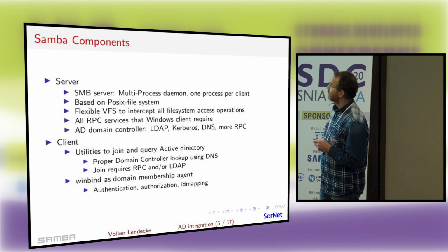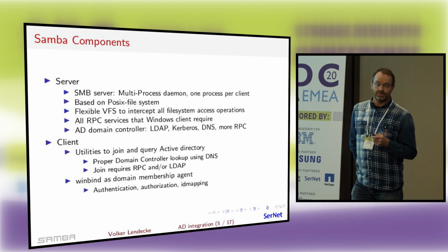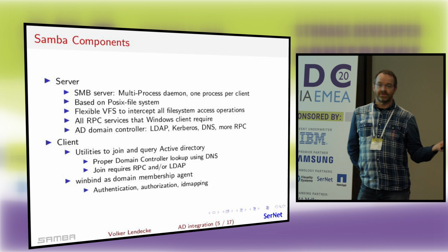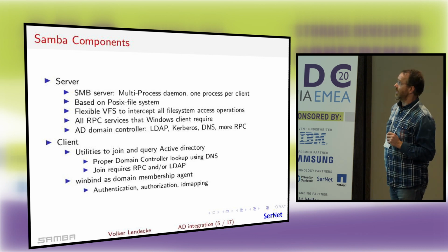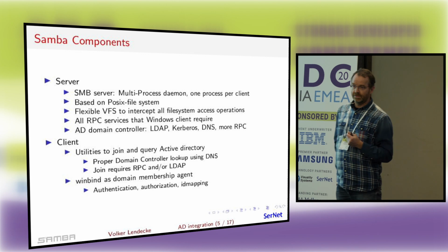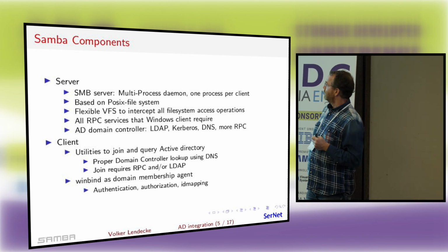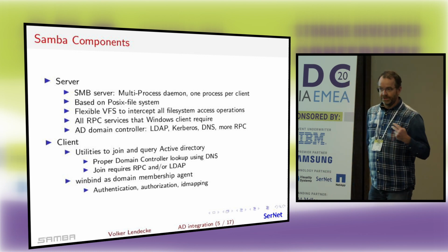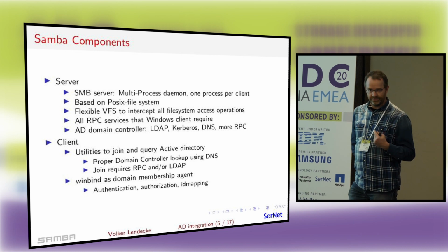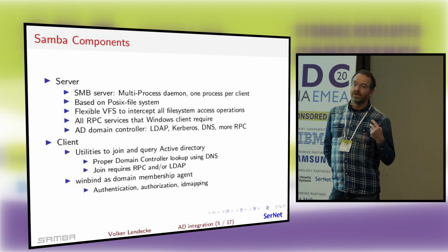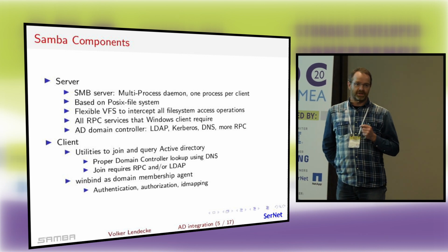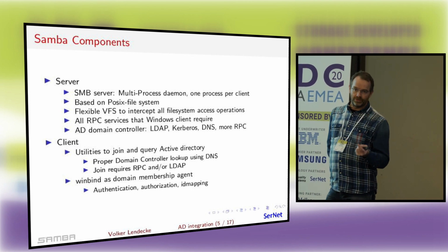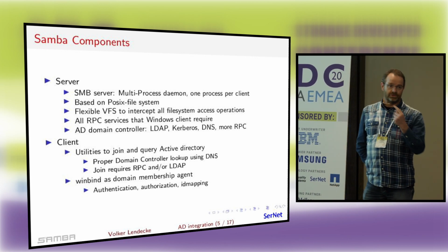Samba components. As an SMB server, we are a multi-process daemon, talking to the file system, exporting POSIX semantics as Windows semantics to the client. Essentially, we map from POSIX to NTFS semantics. We have a flexible VFS, so all operations that go into the Linux kernel or Unix kernel to the file system go via a pluggable interface, and you can intercept this. And for example, if you look at the Ceph implementation that we ship, there is no direct POSIX interface. They use a library to talk to the Ceph storage cloud.